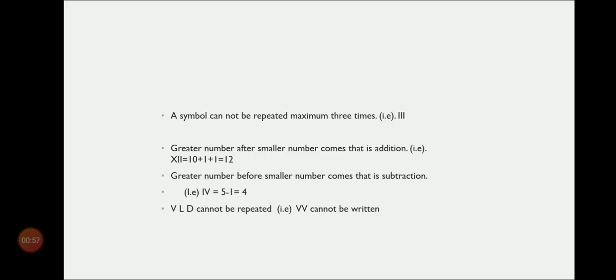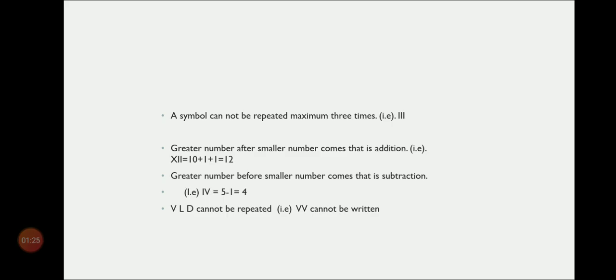And the second rule: when a greater number comes after a smaller number, that is addition. How do we write 12? 10, 1, 1. So X, I, I. X is the greater number, and after X we have I, so that is addition. So 10 plus 1 plus 1 is equal to 12.